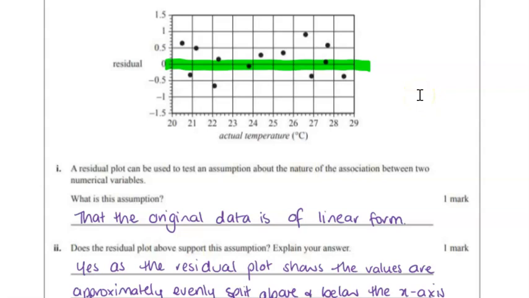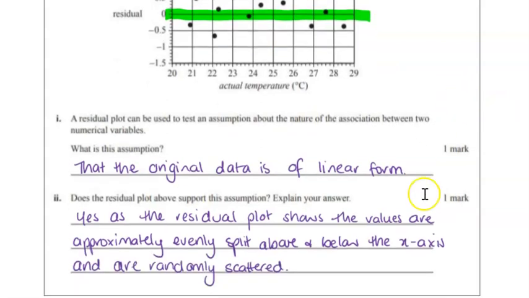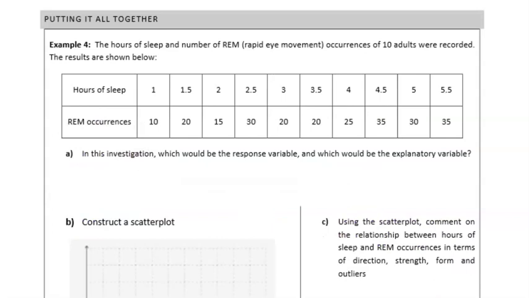And the second thing is, is it randomly scattered? So I don't think we've got a clear pattern. We're sort of going up and down as we move across, and there's no clear pattern there. So I've said, yes, the residual plot shows the values are approximately evenly split above and below the x-axis and are randomly scattered. So now we come to the point where we're putting it all together.